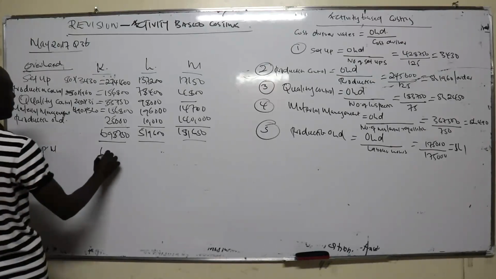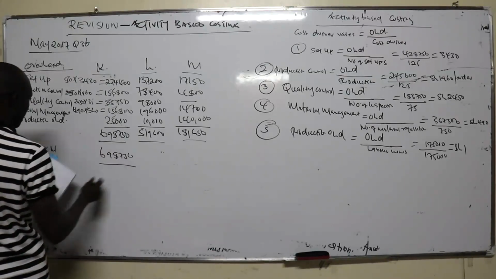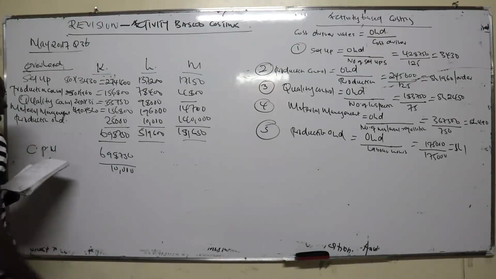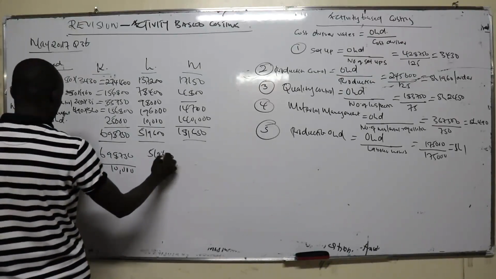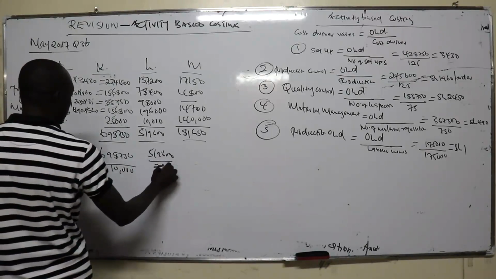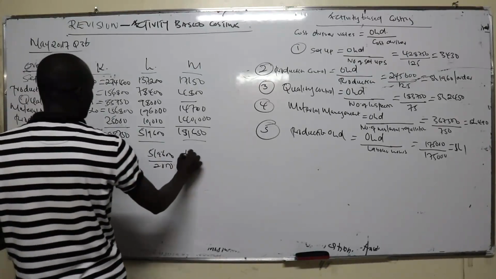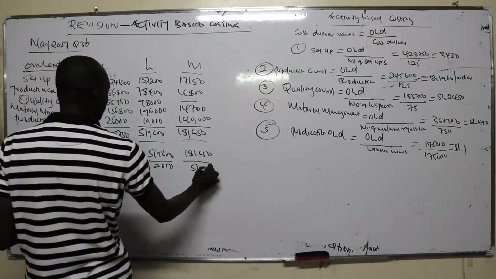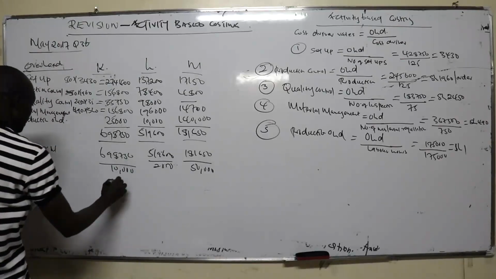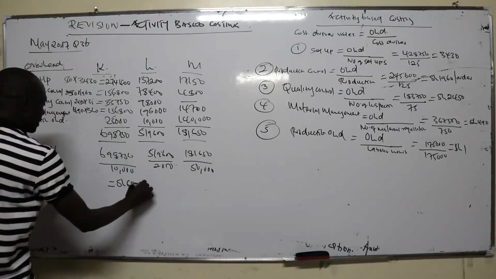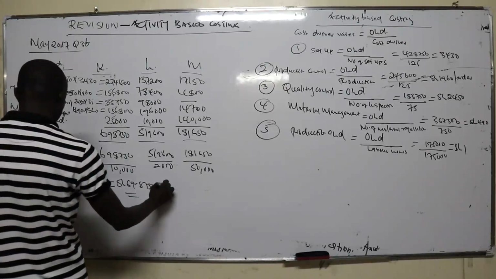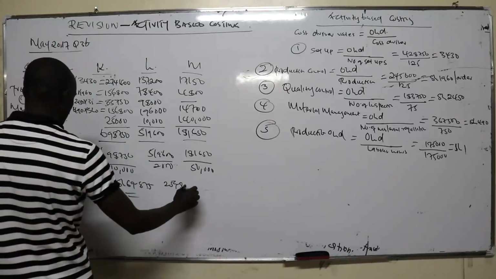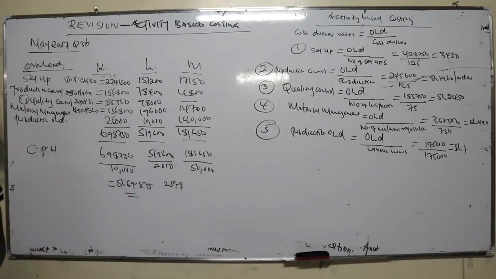So here you get 698,750, and then you divide by 10,000 units. You divide by the total number of units. This is 519,600, you divide by the total number of units, which is 2,000, and this is 181,650. You divide by total units 50,000. So here you get shillings 69.875. And here it will be shillings 259.8. And lastly, the last one.